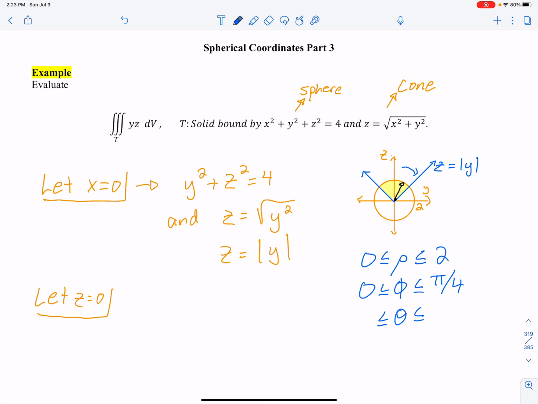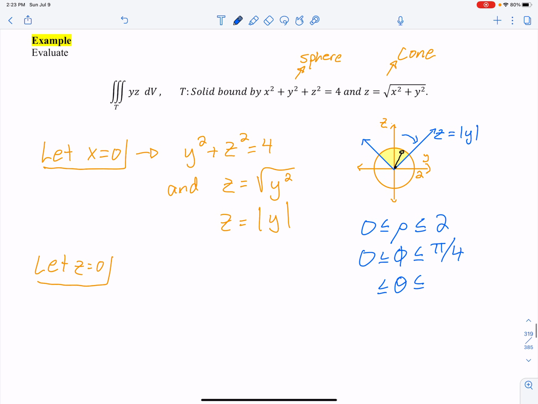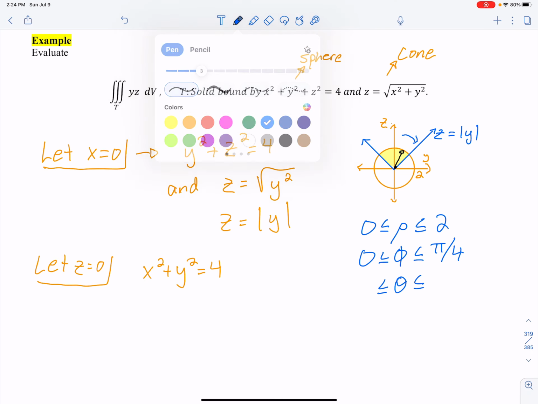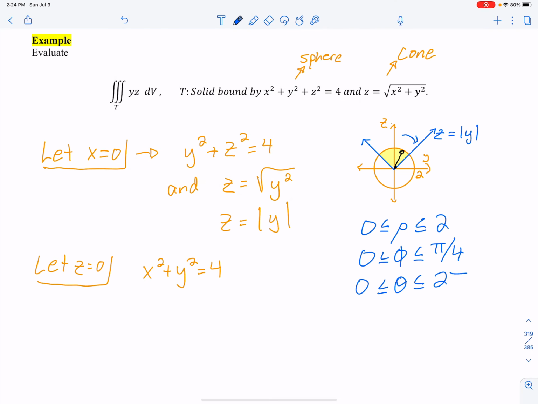All right, the last thing we have to do to find theta, we let z equal 0. Okay, z equals 0 is going to give me x squared plus y squared equals 4. This is a circle with radius 2. It's just the whole circle. So the bounds for my theta are 0 to 2 pi because it goes all the way around. We could draw a circle on the xy plane and see it, but I think we can use our brain to see that. All right, so I have my bounds now.